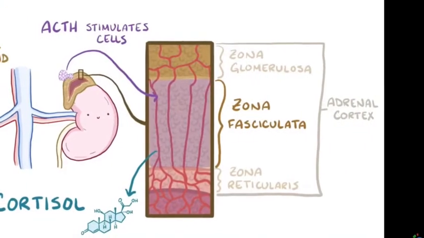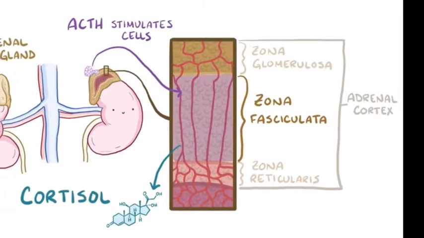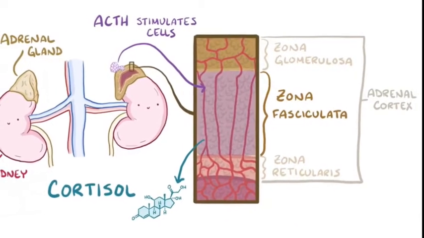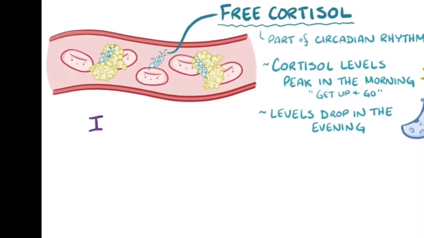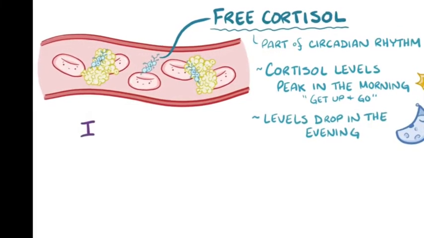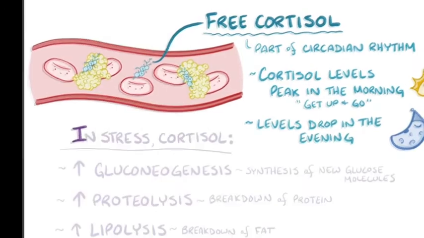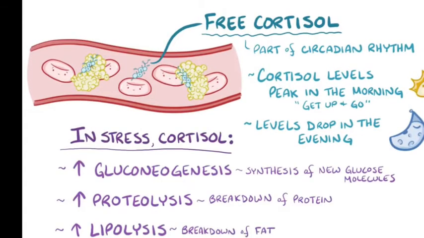So actually the cortex of the adrenal is mainly 80% zona fasciculata, which produces the cortisol. So cortisol is a lipid soluble hormone, which is a glucocorticoid, and is not soluble in water, and it actually binds to cortisol binding globulins. Only 5% are free. So this free fraction is the biologically active cortisol in our body. This free cortisol is part of the circadian rhythm, in which the cortisol level peaks in the morning and drops in the evening.